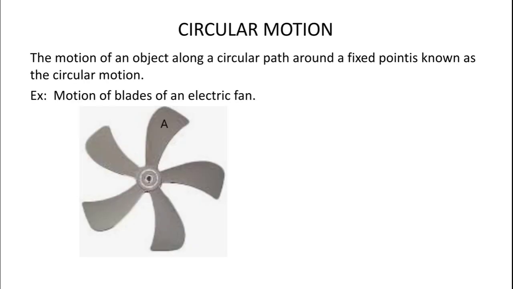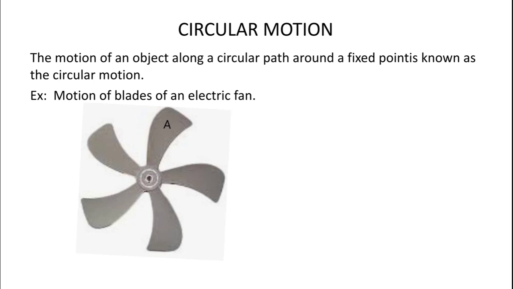So what is circular motion? The motion of an object along a circular path around a fixed point is known as circular motion. For example, you can say the motion of blades of an electric fan is an example of circular motion. How? Let us see. So we have shown here the blades of an electric fan, and also you can see there is a point A situated on this blade. Now let us see what happens when the blade starts rotating.